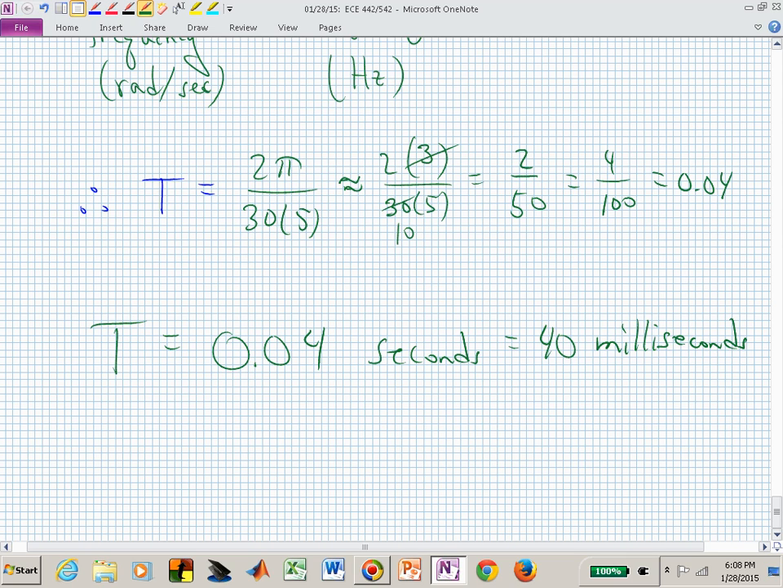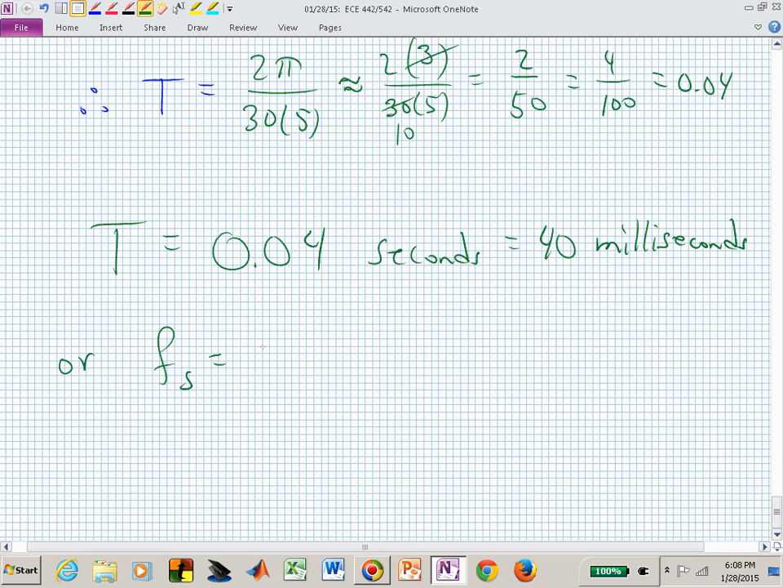And what is the sampling frequency in hertz? Well, that's just 1 over T. Or now we're sampling at 25 hertz. That's what that capital T of 0.04 corresponds to. We're sampling at 25 hertz when we had a closed loop bandwidth of 5 radians per second. Questions on that? This relationship between S and Z? Yes?